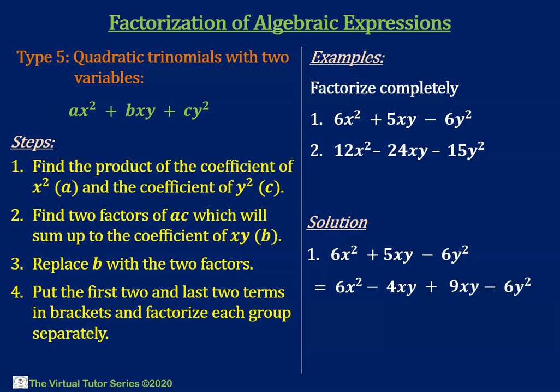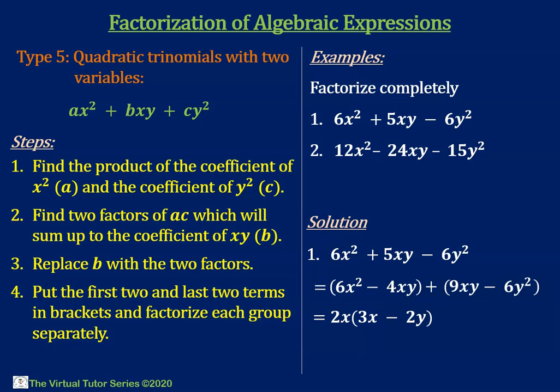Step 4. We now put the first two and last two terms in brackets and factorize each group separately. The common factor of 6x squared and negative 4xy is 2x. 2x into 6x squared is 3x, and 2x into negative 4xy is negative 2y. Therefore, the first group factorizes into 2x into bracket 3x minus 2y bracket closed.